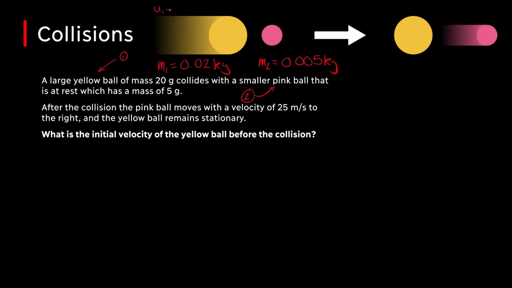u1 represents the initial velocity of the yellow ball, which we're looking for. The initial velocity of the pink ball, u2, is 0 as it's at rest. After the event, in this case the collision, the final velocity of the yellow ball, v1, is 0, and the final velocity of the pink ball, v2, is 25 meters per second.